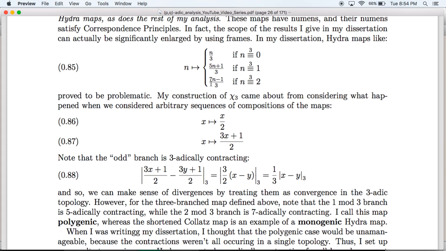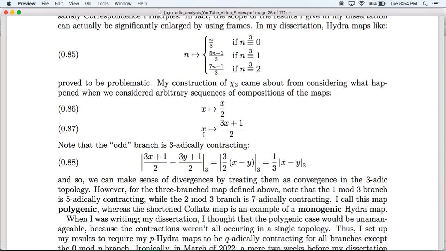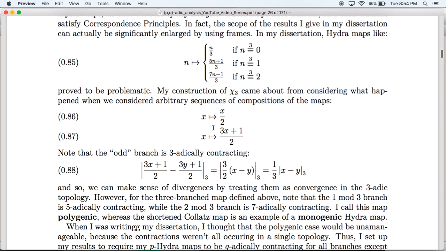I wasn't able to deal with this polygenic case in my dissertation, but I was able to deal with the monogenic case. The reason why I couldn't deal with the polygenic case is that the contractions wouldn't all occur in a single topology. It wouldn't converge. In particular, I found a way to handle the fact that this converges in the real topology and this converges in the 3-adic. That was manageable, and it has to do with the fact that this map fixes 0. But in this polygenic case, it's no longer tenable.